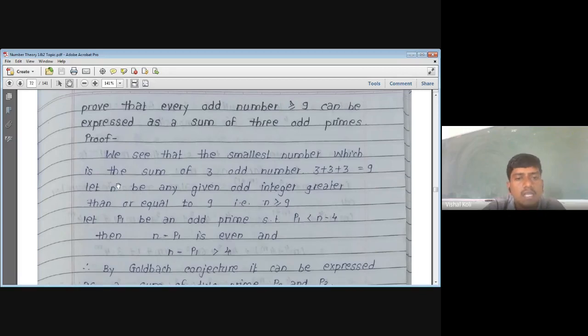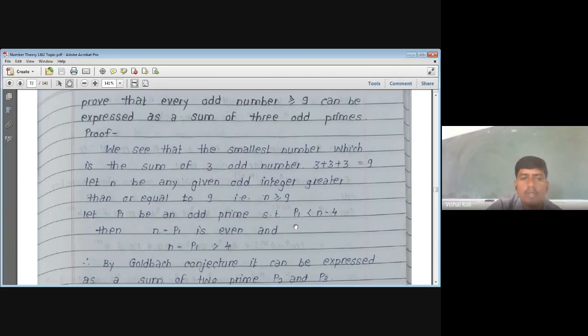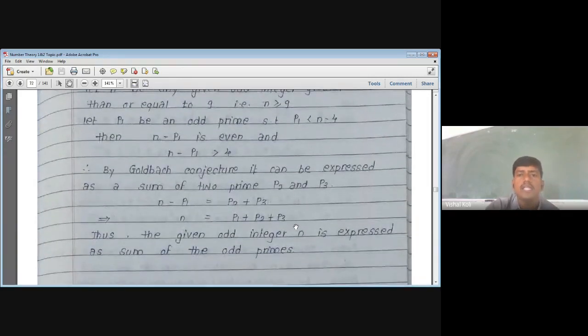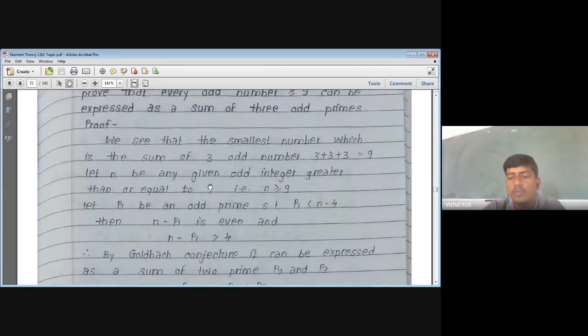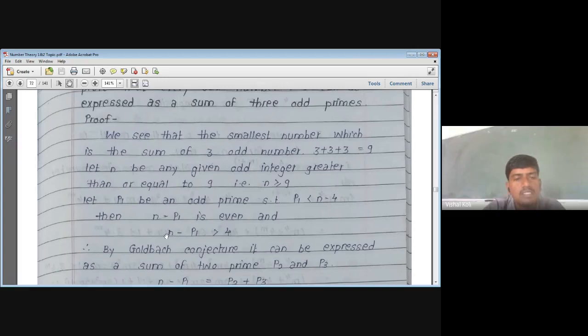As given that n is an odd integer, and similarly p1 is also an odd prime, therefore n minus p1 is an even number, since odd minus odd will be equal to even. And as p1 is less than n minus 4, n minus p1 is greater than 4. Now, by the Goldbach conjecture, which says that any even integer can be written as a sum of prime numbers. Since n and p1 both are odd integers, their subtraction must be an even integer.